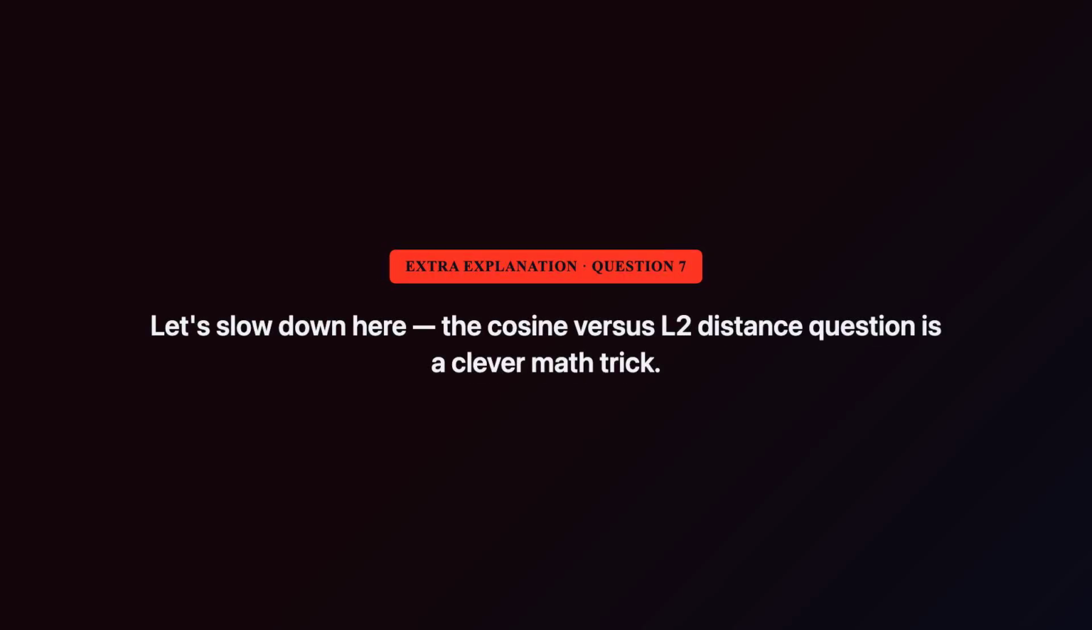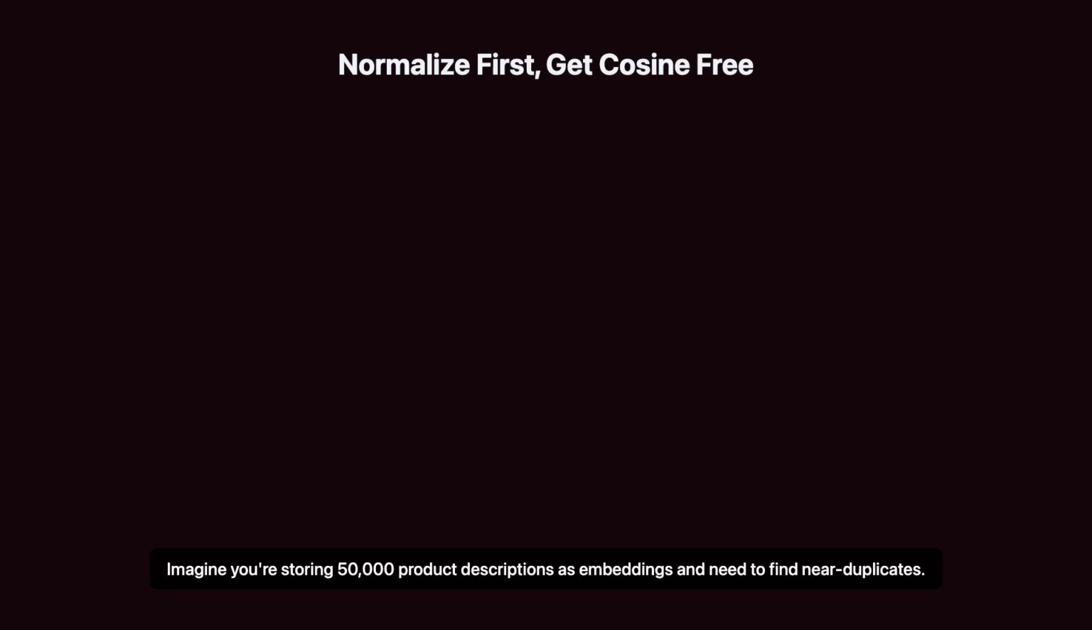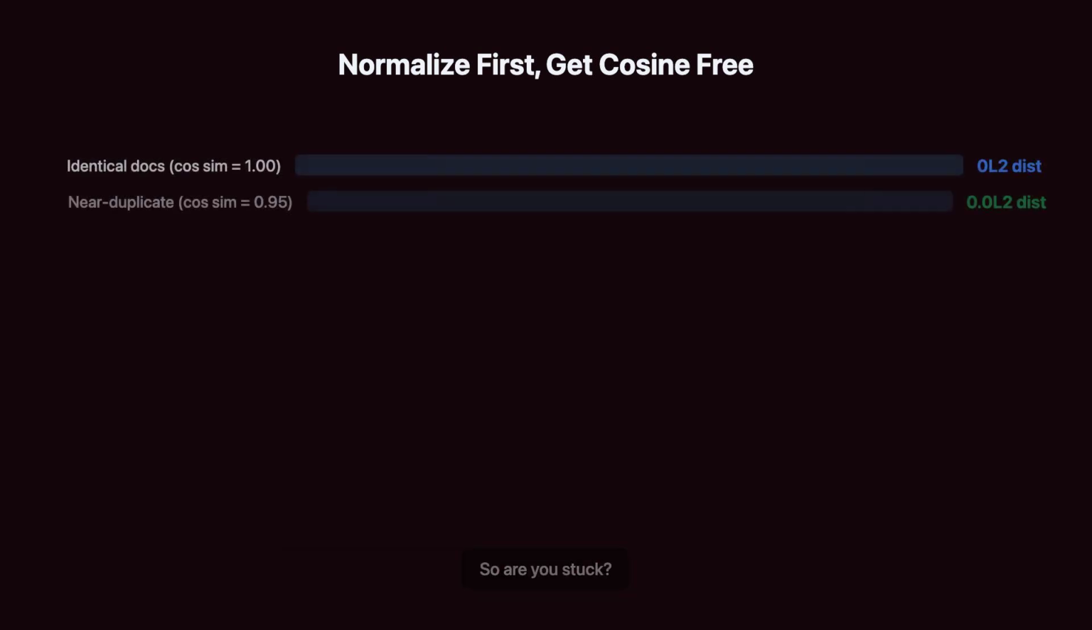Let's slow down here. The cosine versus L2 distance question is a clever math trick. Imagine you're storing 50,000 product descriptions as embeddings and need to find near duplicates. You know cosine similarity is the right tool, but Databricks AI Search uses L2, Euclidean, distance internally. So are you stuck? Here's the trick.